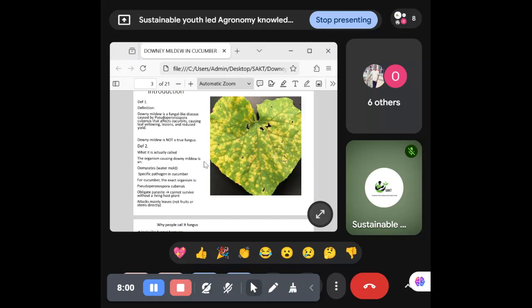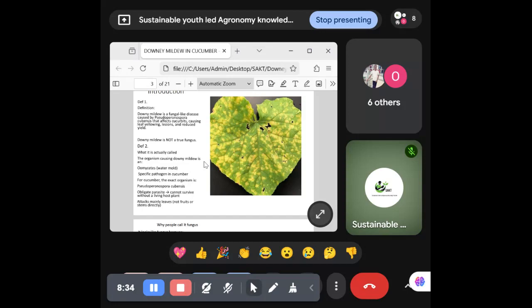When I explain further, we'll get specific. It's a specific pathogen in cucumber. The exact organism is, like I mentioned before, I don't know if we can see, we will get the slides. I don't know if I can pronounce it very well, I'm trying. Pseudoperonospora cubensis.